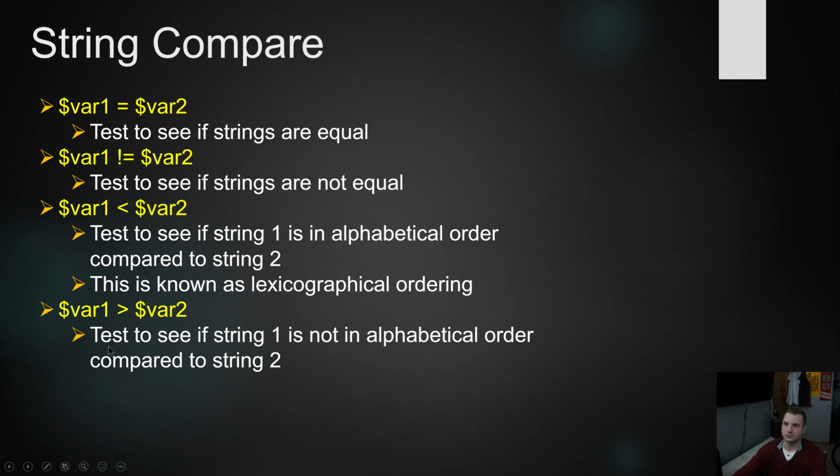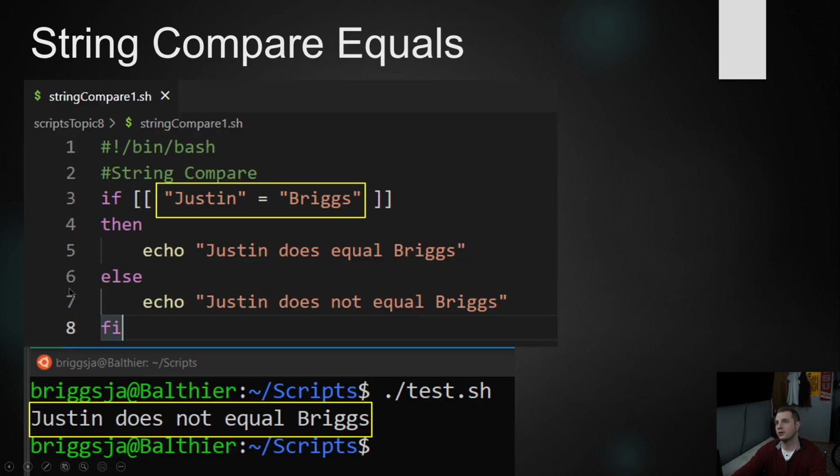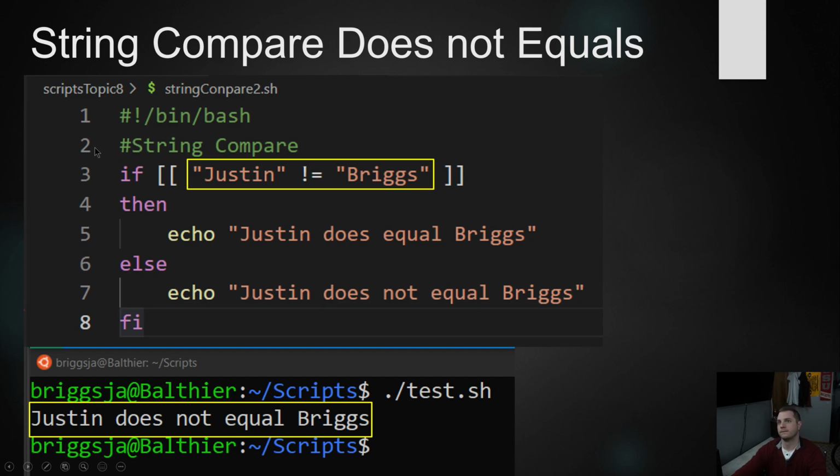And then test to see if string 1 is not in alphabetical order compared to string 2. So here we go. Does the string of Justin equal the string of Briggs? That answer is no. Okay, Justin does not equal Briggs. All right, so we have an if statement here. Does Justin not equal Briggs? And then I have the echo here for our true statement. Justin does not equal Briggs.